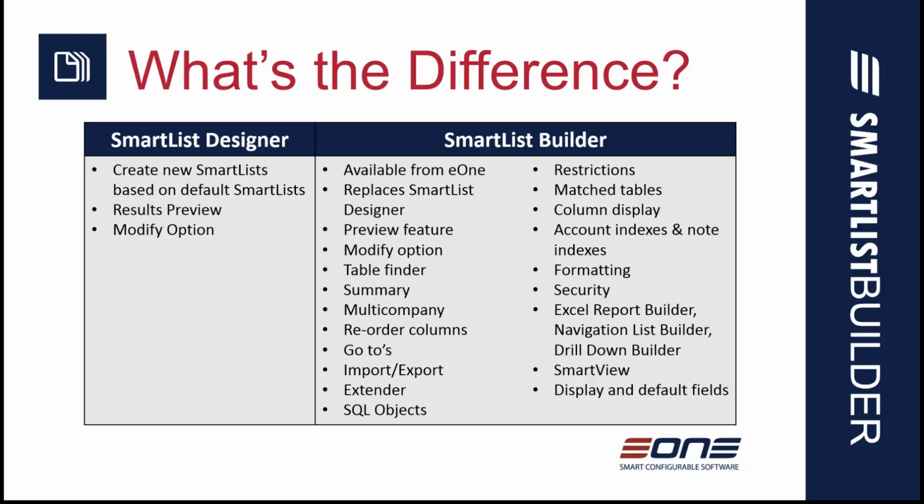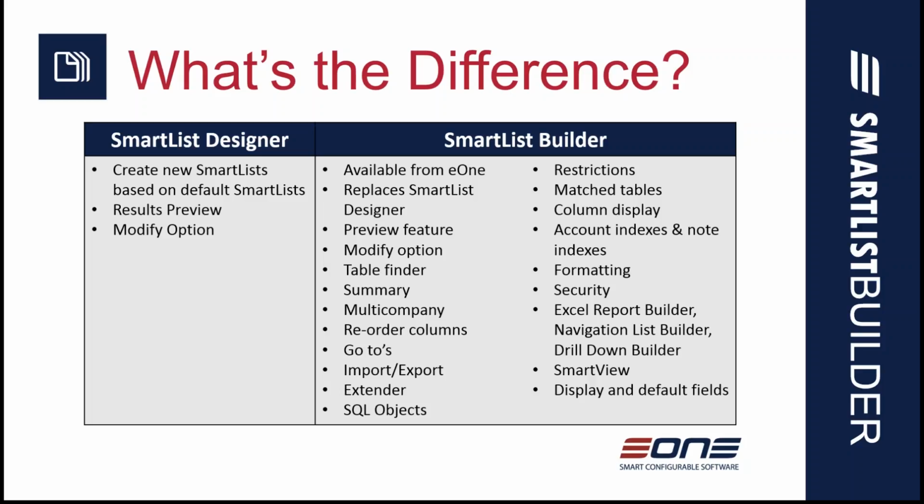But SmartList Builder adds on things like being able to pull in external data. So if you're using an application like CRM, we can pull in that type of data. Or if you have some third-party tables, some custom tables you've created for storing some different things, we can pull all of that in, as well as we have options to make multi-company reporting. So if you have 3, 4, or 5 different companies and you want to pull all that data into one SmartList, we can do that with SmartList Builder.